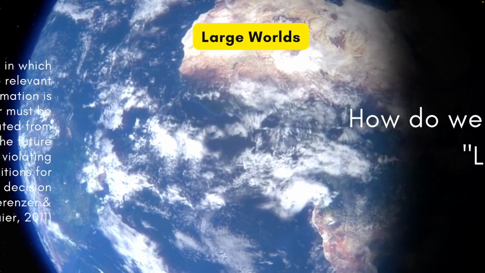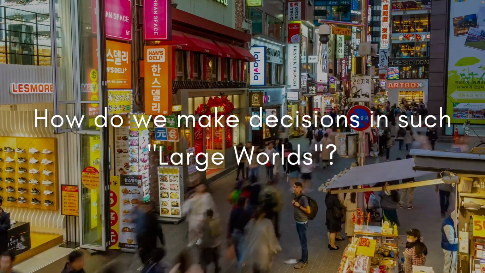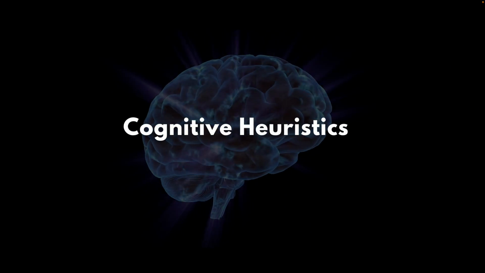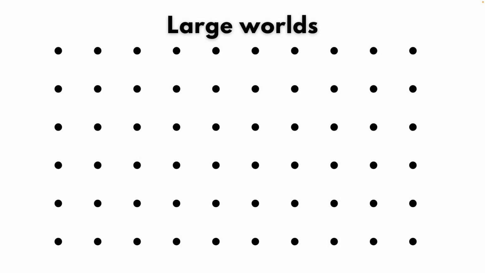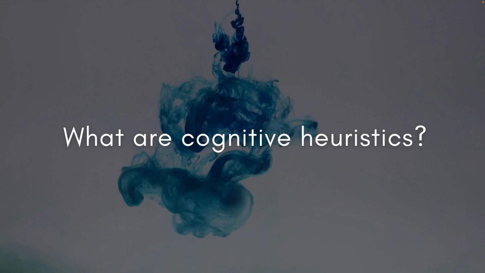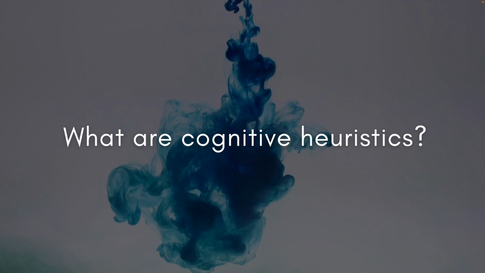So, how do humans make decisions in such large worlds? The answer: cognitive heuristics. Because such large worlds provide us with incomplete information, it turns out that we make the best of what we have. That is, we work with incomplete sets of information acquired from small samples of instances and experiences that occur in such large worlds. In other words, we make use of cognitive heuristics to navigate decision-making in these uncertain large worlds. So, what is a cognitive heuristic, or heuristics for that matter?